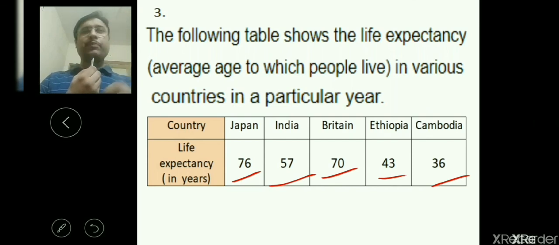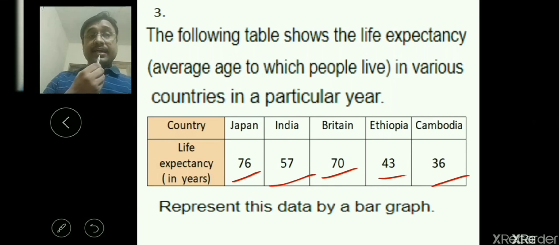Now how will you represent this data in a graph? Again you have to take some scale factor. On the x-axis you will write the data items, the country names: Japan, India, Britain, Ethiopia and Cambodia. On the y-axis you take the life expectancy, to show the numerical value. Remember the unit also. In the previous question it was millions, here life expectancy is measured in years. Represent this data by a bar graph.